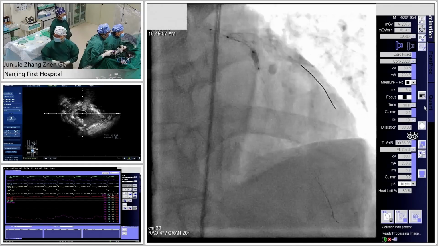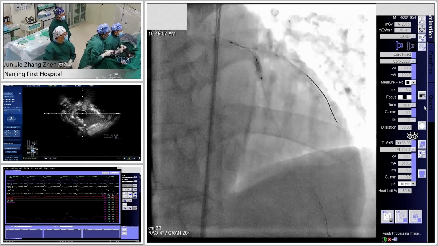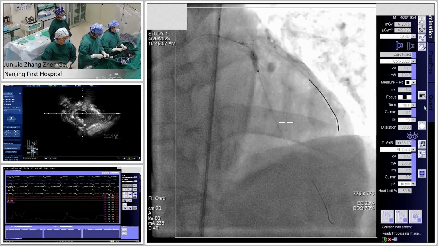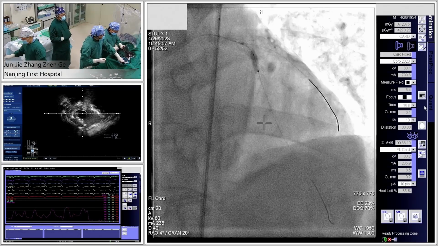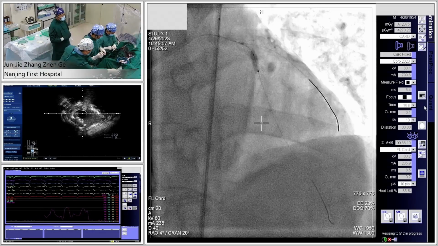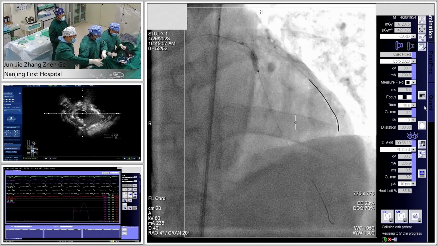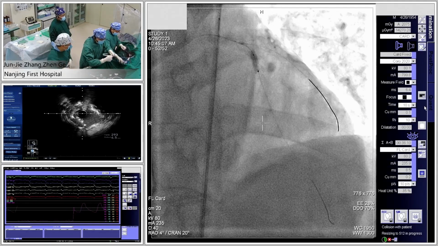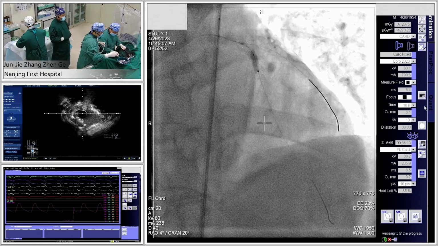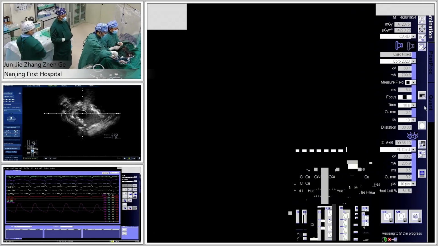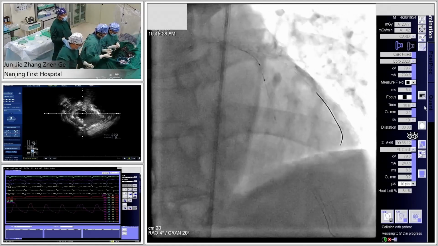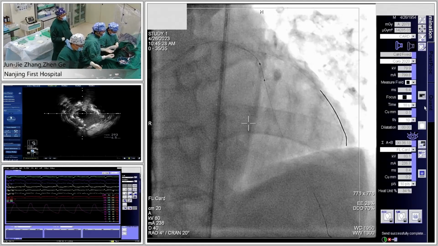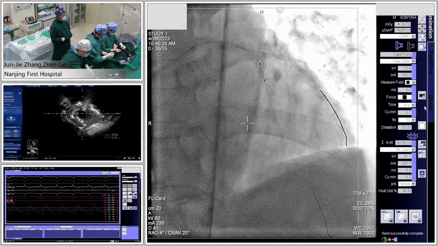Still, you can see the 2.0 balloon meets quite a lot of resistance. We use 1.5. It's a challenging case, especially for calcified lesions and bifurcation lesions. So sometimes we have this phenomenon. We should use a smaller balloon to cross the stent strut into the diagonal.